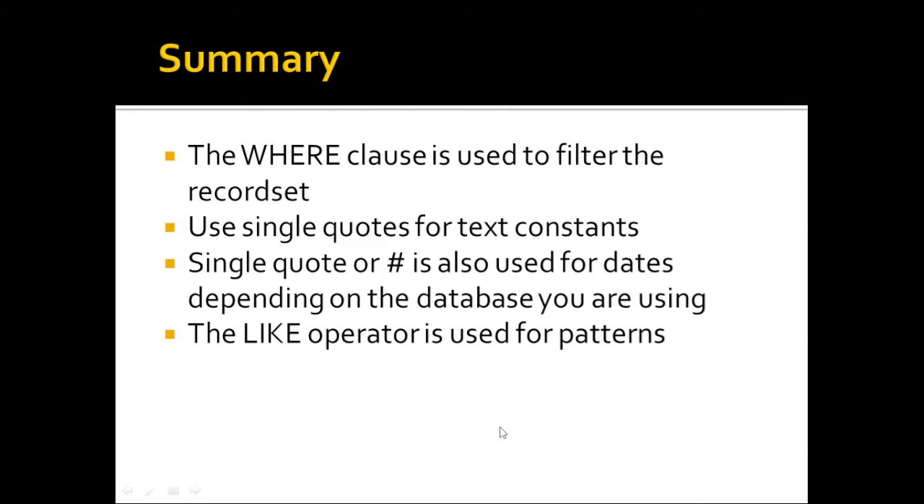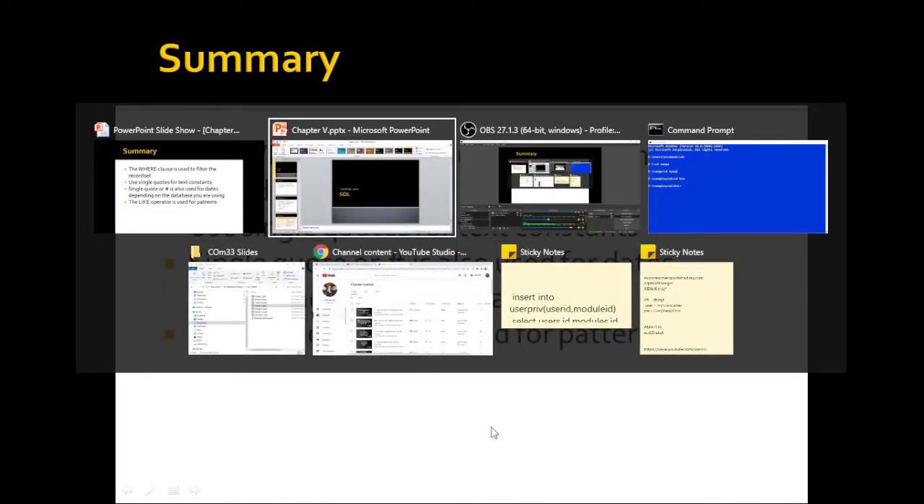So summary, the WHERE clause is used to filter the record set. So we use single quotes for text constants, and single quotes or numbers are also used for dates depending on the database you are using. The LIKE operator is used for patterns. Let's have some sort of a demo.